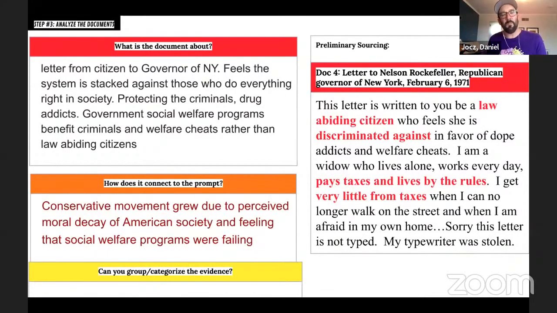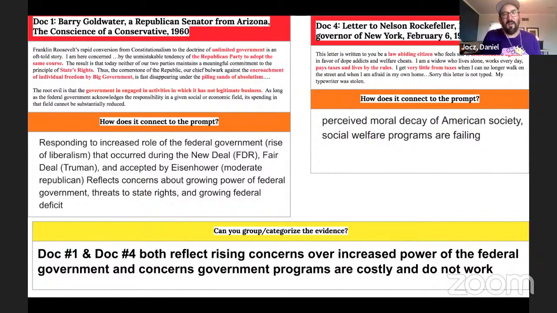This connects to the prompt because it shows the conservative movement grew due to perceived moral decay of American society. They're saying there's all this crime and there's drugs and there's a feeling that the social welfare programs are failing. And you see that in this document. So what do you do after you've done this same process with 7 documents? And that's where it gets a little tricky.